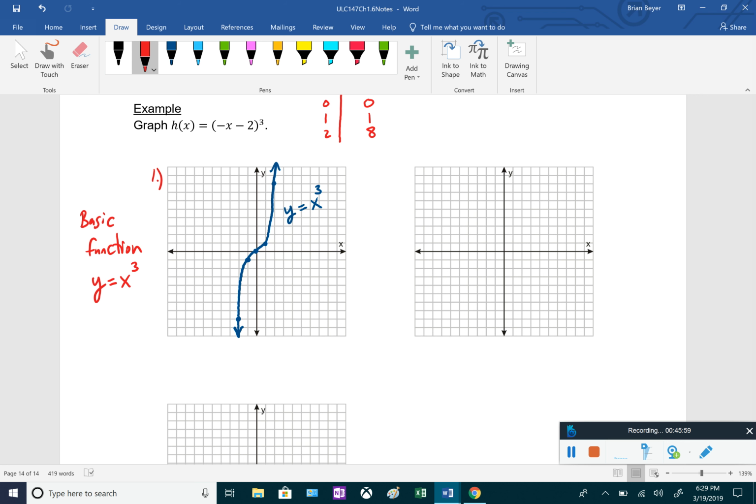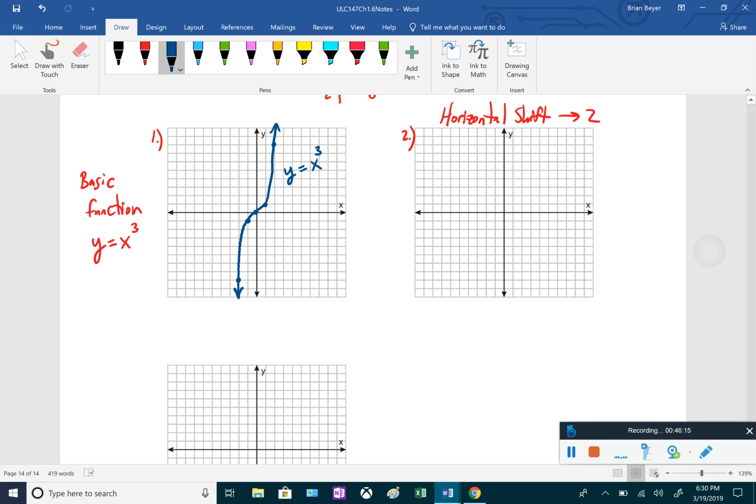So we want to check if there's a horizontal shift first, which there is. There is a horizontal shift because of this -2. So that means we're going to be shifting this to the right 2 units. So we're going to take all of those points and move them to the right 2 units. And we'll get this. And then we just have to connect them again in the same shape. So it'll look something like this. So this is y equals x minus 2 cubed.